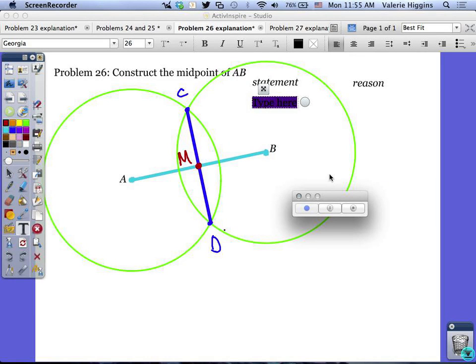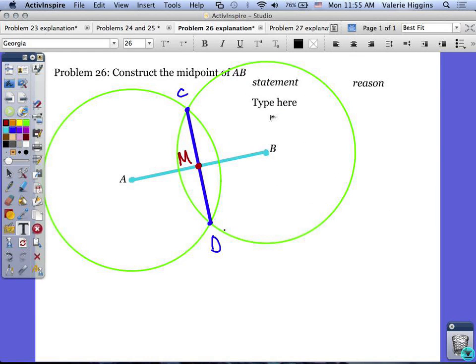All right, what do I need to end my statement with? Therefore, M is my midpoint. What does midpoint mean? What is the definition of midpoint? Okay, midpoint.